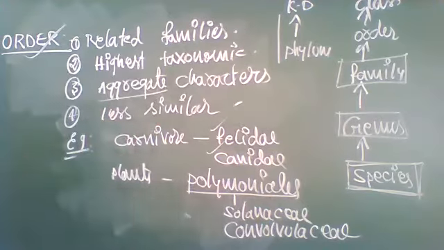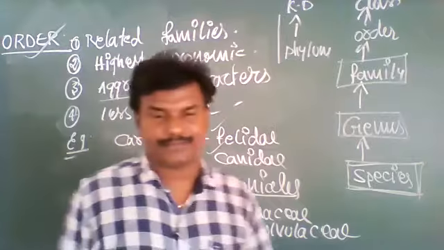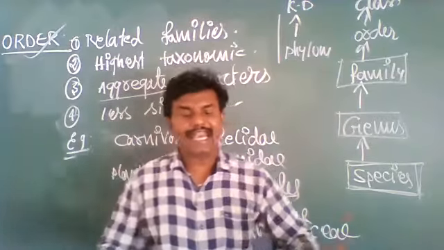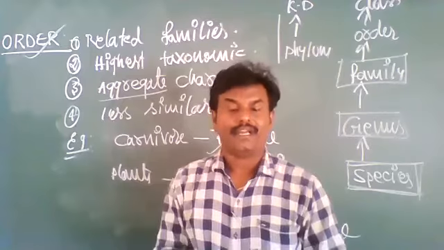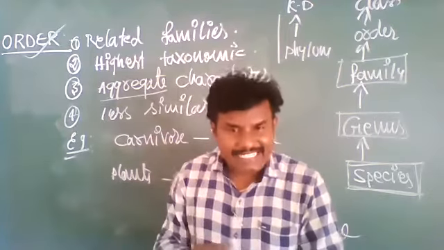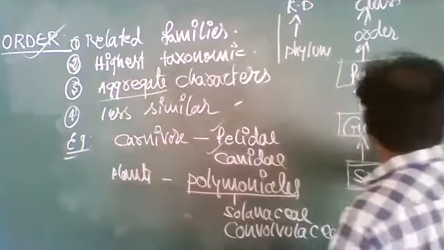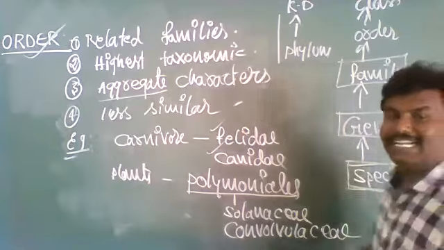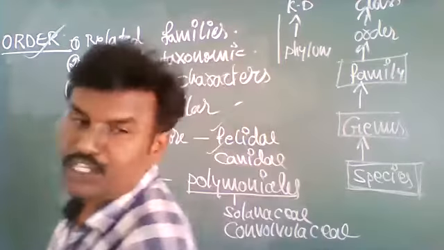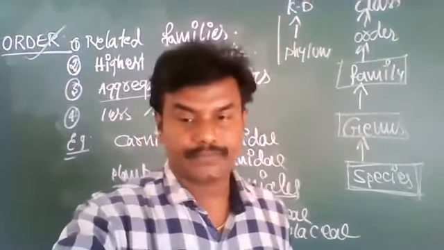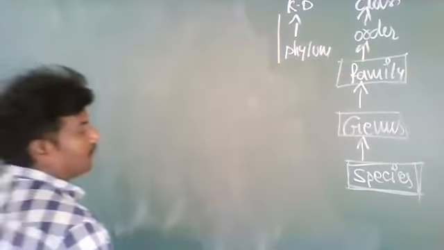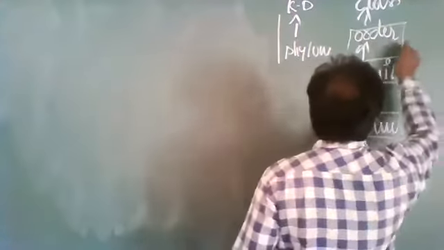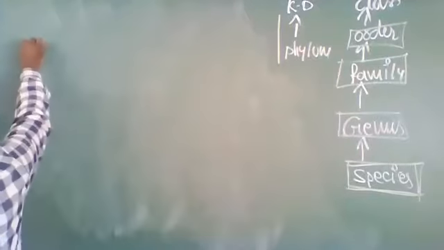Okay, so this is the explanation about order. The similar characters in an order are comparatively fewer as compared to different families, genus and species. Order finished. Next one is class.